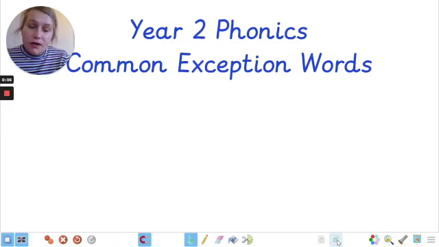So it is a Friday, so we are going to be thinking about some common exception words. And remember, these are the words that we need to learn to read and to spell in Year 2.